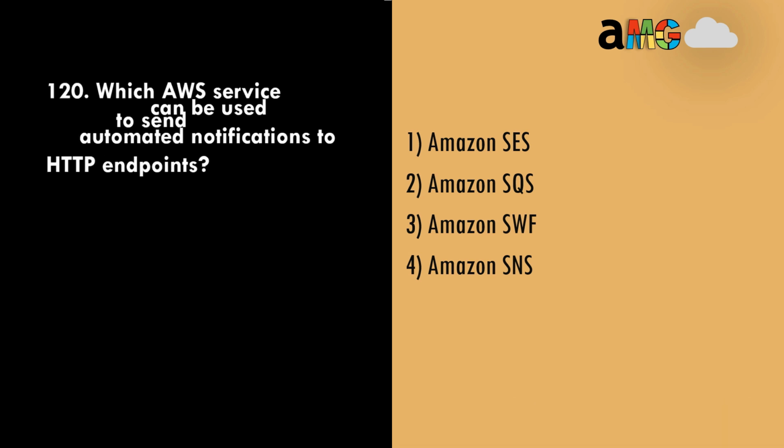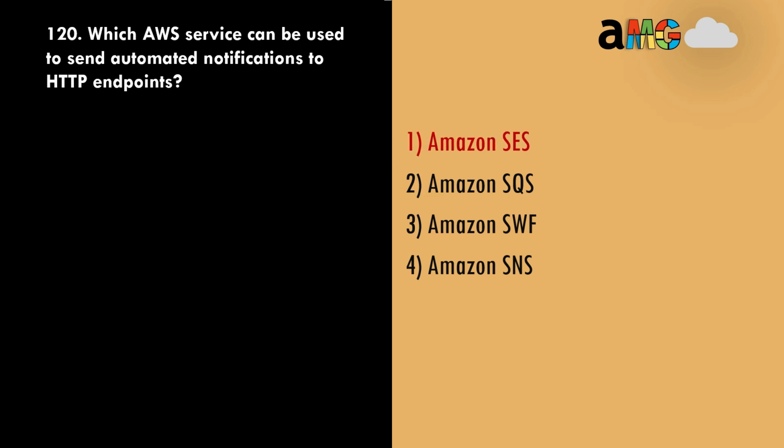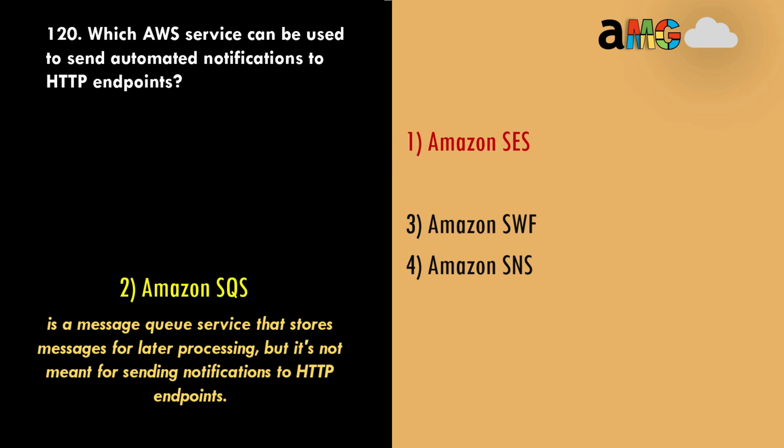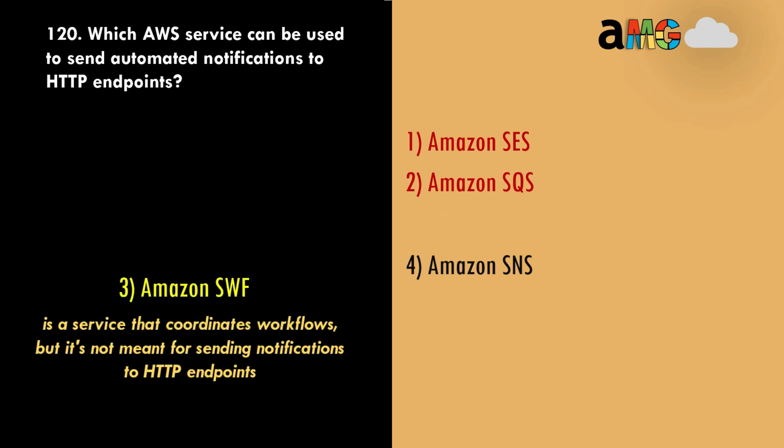Time up. Now, Amazon SES is an email service that sends emails, not notifications to HTTP endpoints. So it sends email, okay? Email service. Wrong answer. Option 2, Amazon SQS is a message queue service that stores messages for later processing, but it's not meant for sending notifications to the HTTP endpoints, okay? So this is also the wrong answer. Amazon SWF is a service that coordinates workflows, but it's not meant for sending notifications to HTTP endpoints. So it coordinates workflows. Wrong answer.